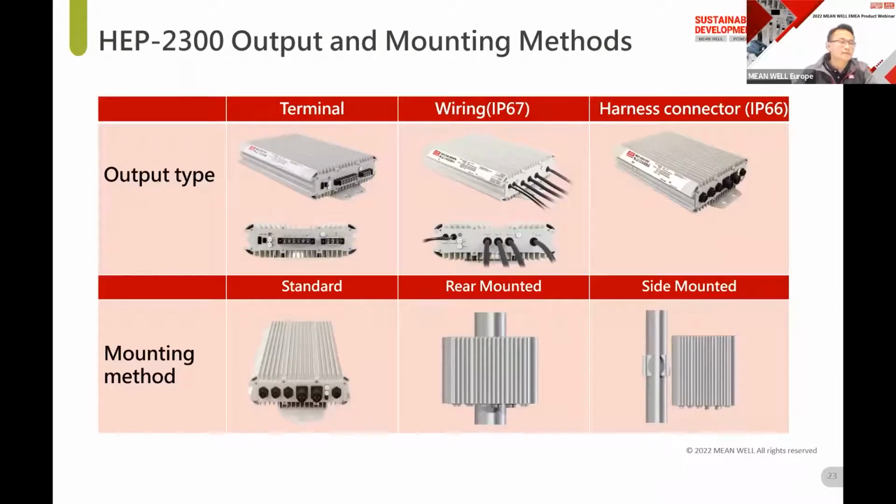We can see from this slide, HEP has various output types available: terminal type, wire type, and connector type. For the mounting method, you can choose either horizontal placement, rail mount, or side mount on the payload. The mounting accessories are available as well. Please contact our sales if needed.